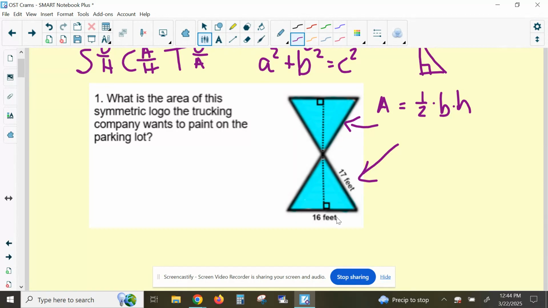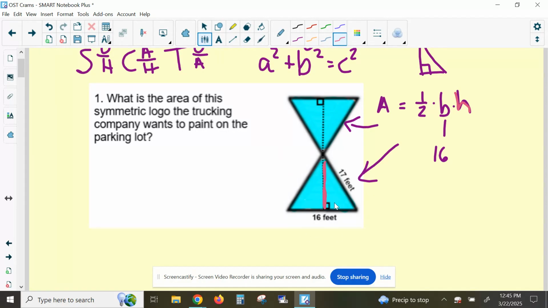So it looks like we have the base. The base is 16 feet, but the height is going straight up from the middle. We do not have the height. So the height of this, I'll do it in this color, is this piece right here, which we do not have. But we do have some right triangles.